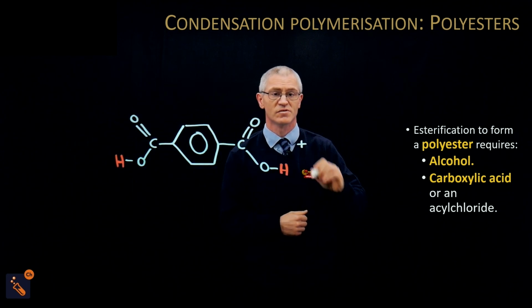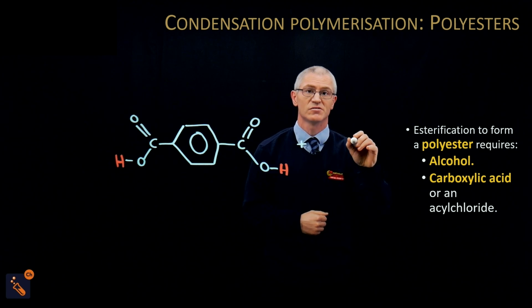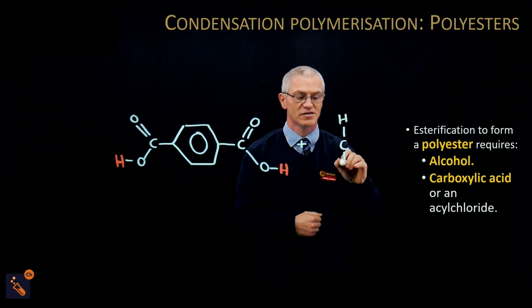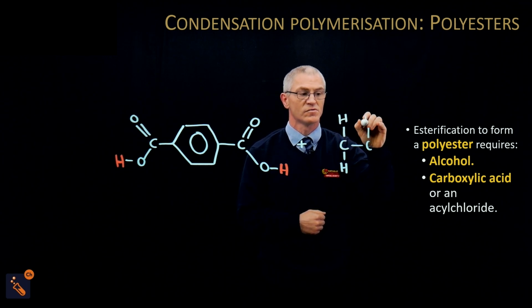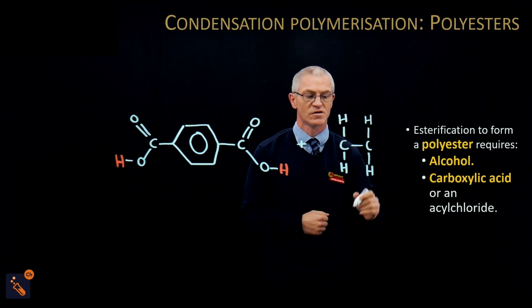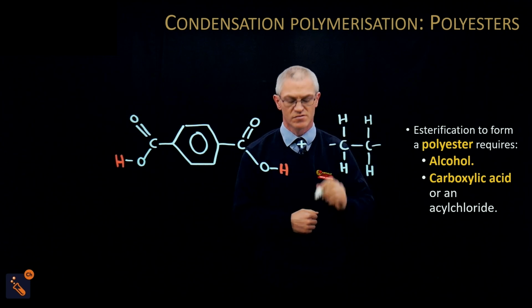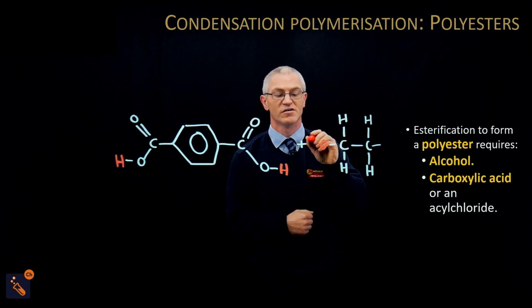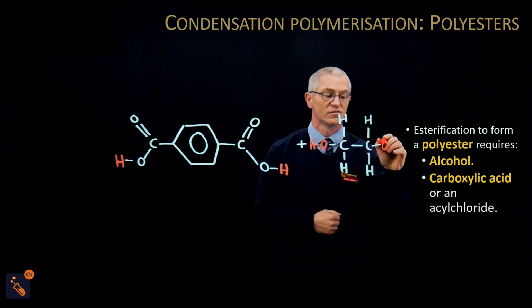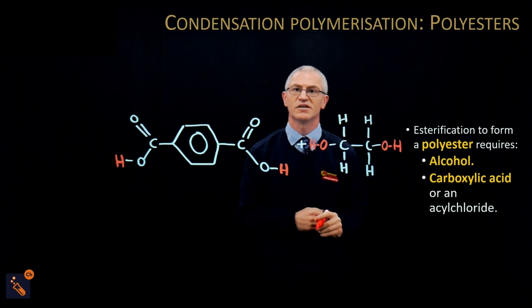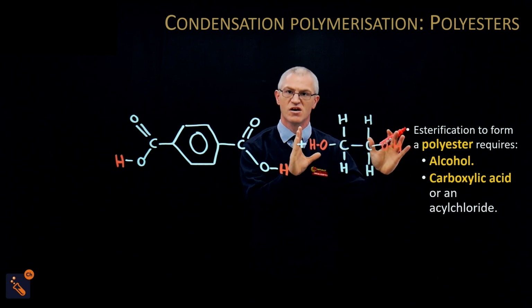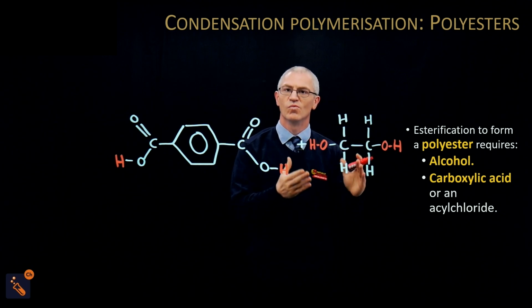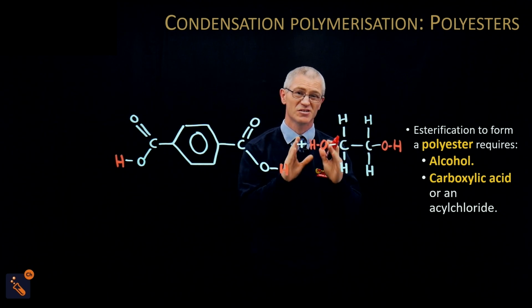So the diol is going to be ethane-1,2-diol. So basically we're going to go, here we go, here's our ethane part. And we're then going to put our OHs, but again our OHs are in red. Okay, so our OH is in red. So we've got a diol, we've got a dicarboxylic acid. Now you might ask, why do I have that in red? That's because I want to show you it's a condensation reaction.